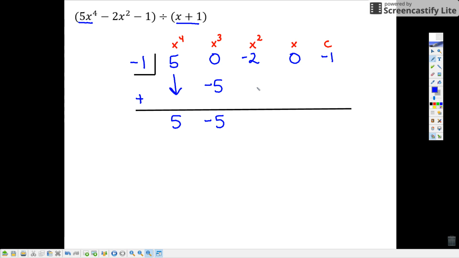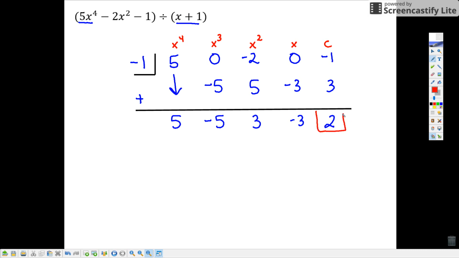Negative 5 times negative 1 is a positive 5. If I add straight down, negative 2 plus 5 is 3. 3 times negative 1 is negative 3. I add straight down. 0 plus negative 3 is negative 3. And then negative 3 times negative 1 is positive 3. Negative 1 plus 3 is a positive 2.